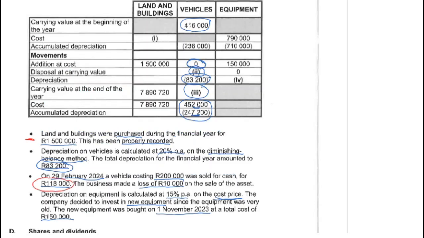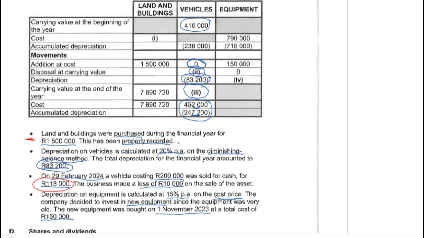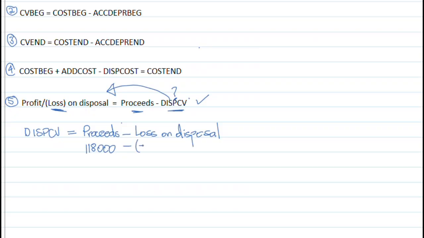Now when we fill in the values, the equation becomes disposal at carrying value equals 118,000 rands minus negative 10,000 rands. Because we have a loss, we have to put the figure as a negative. This then gives us a disposal at carrying value of 128,000 rands. So that is the value for the disposal at carrying value line item.